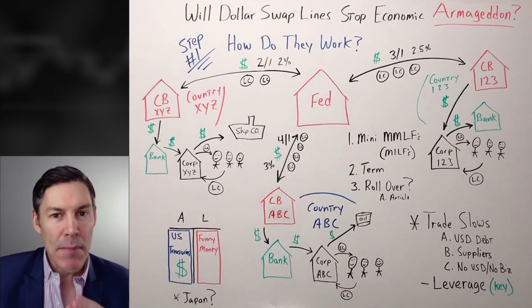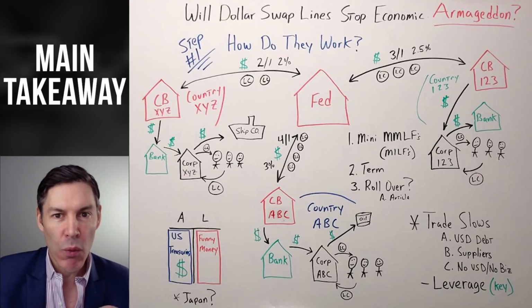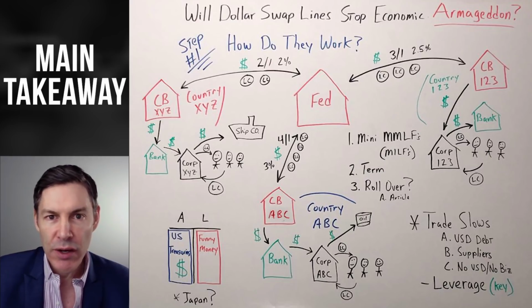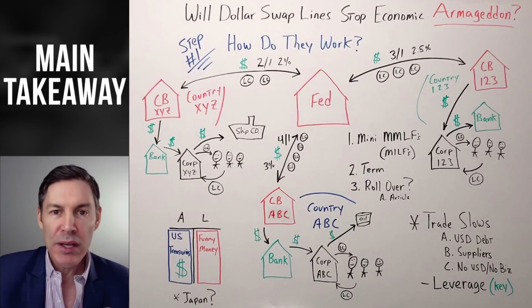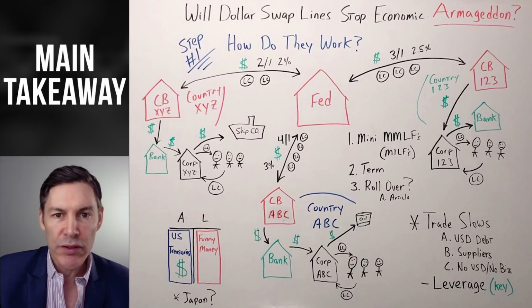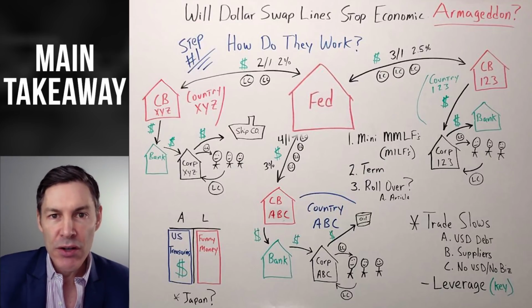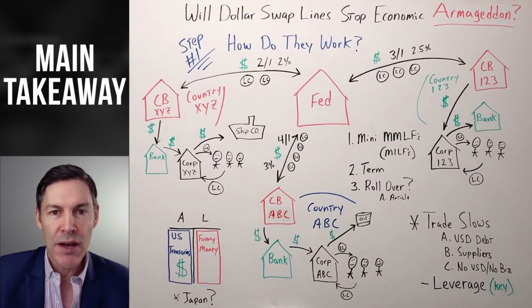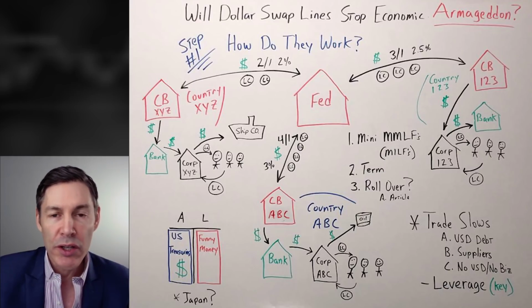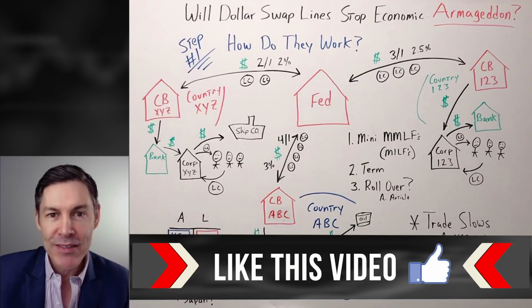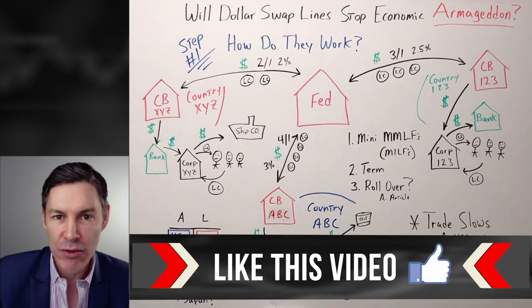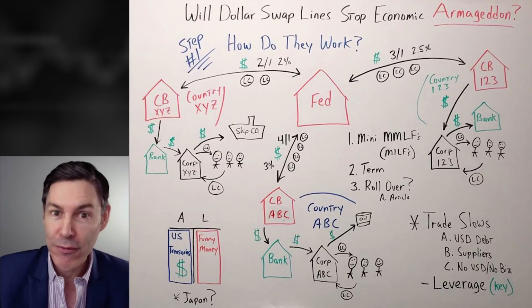So you can see the main takeaway from step number 1 is these dollar swap lines that the countries and entities outside the U.S. need so badly, because the dollar is the world reserve currency, give the Fed and the United States a tremendous amount of leverage. Not only do they supply the dollars, but they can also pick and choose which countries get the swap lines and at what rate of interest. More on that later on in the video.